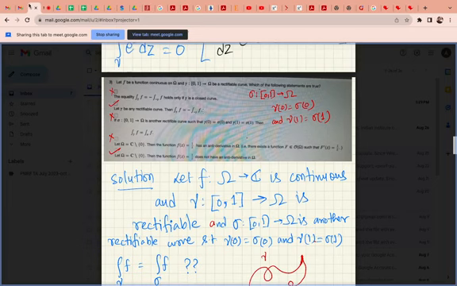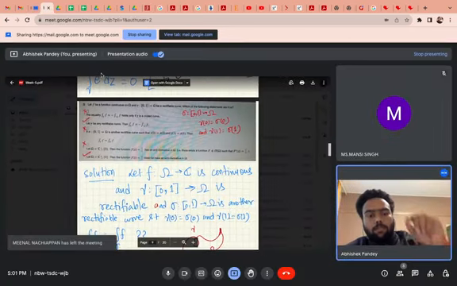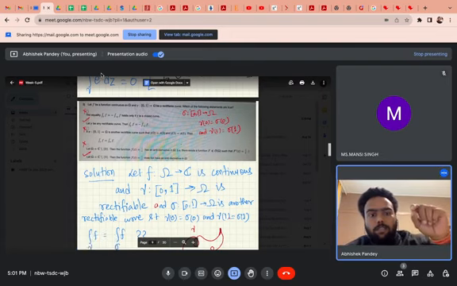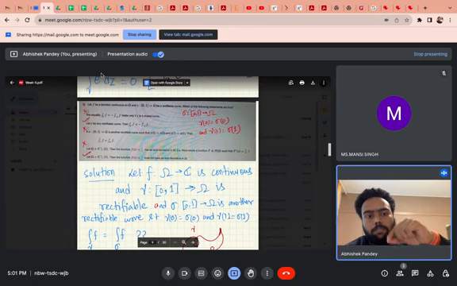Okay. So you have a curve gamma. If you trace it back, the integral over that will have a minus sign.